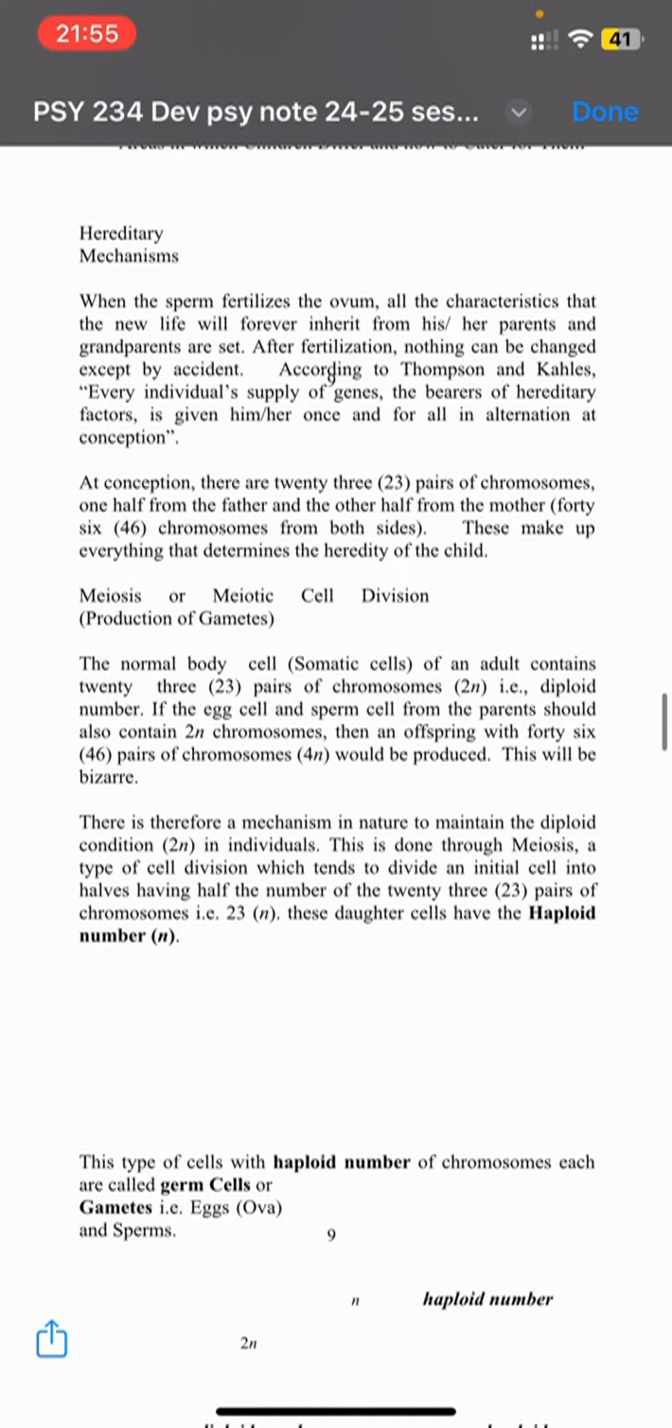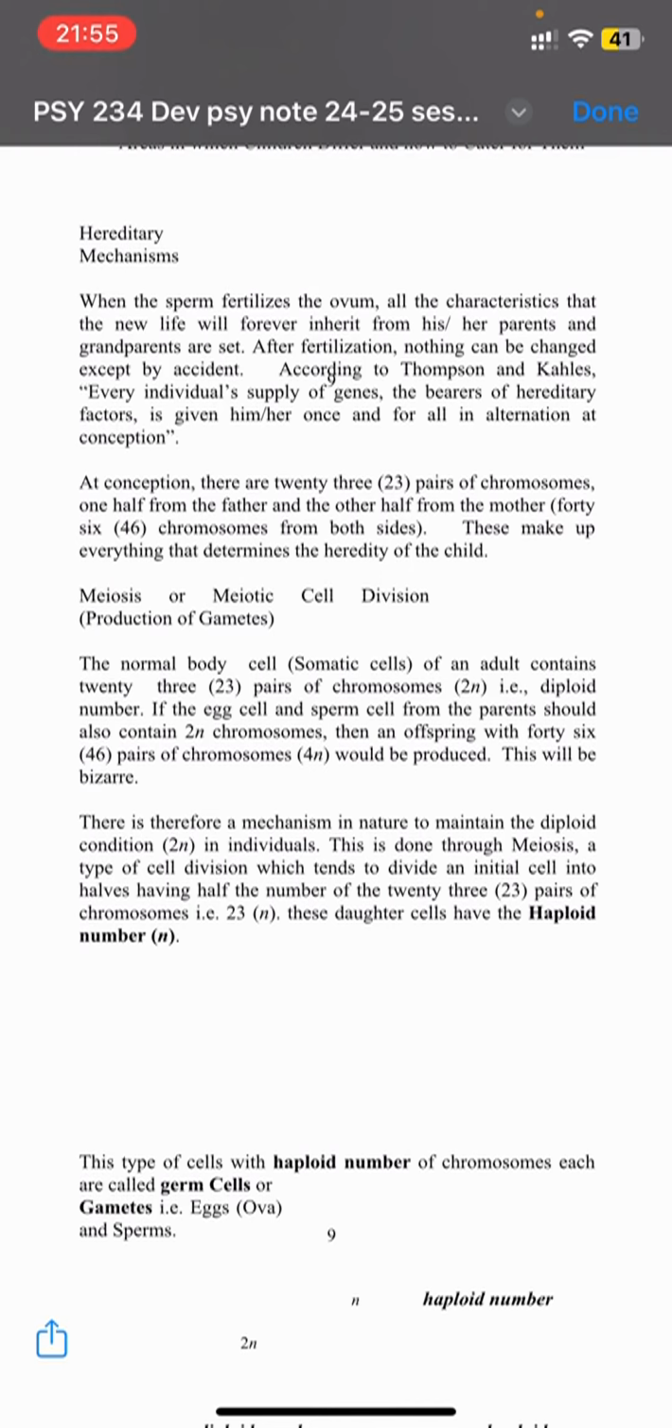Now, meiosis or meiotic cell division, production of gametes. The normal body cell, the somatic cells of an adult, contain 23 pairs of chromosomes. 23 pairs means 46 chromosomes. Don't let that confuse you. That's 2n. That's a diploid number. So 46 chromosomes or 23 pairs of chromosomes is what?